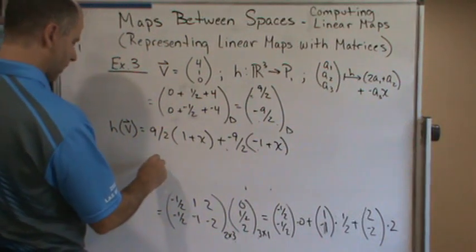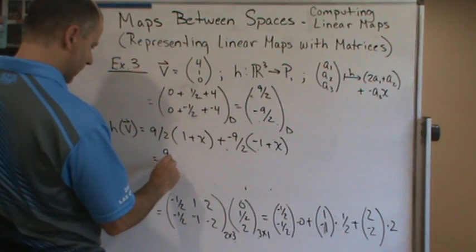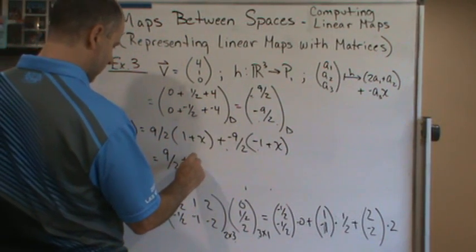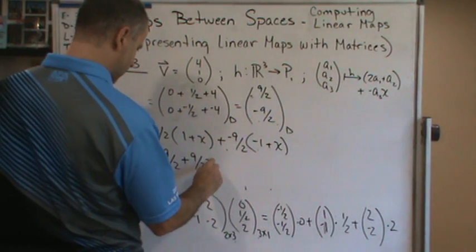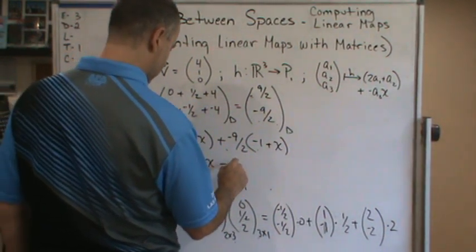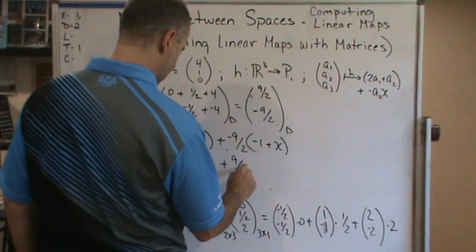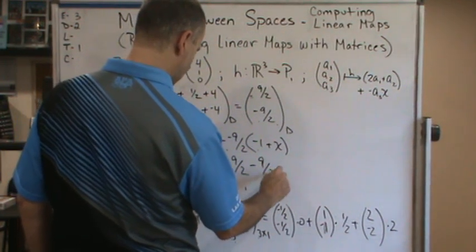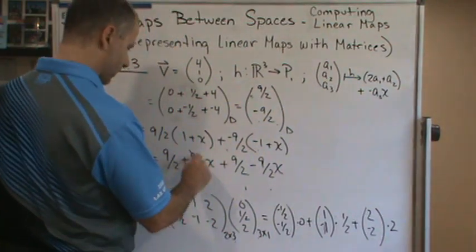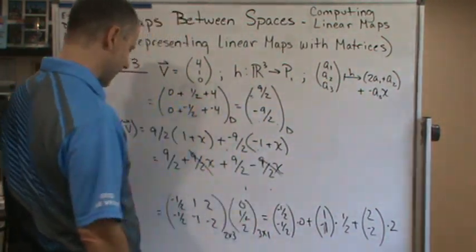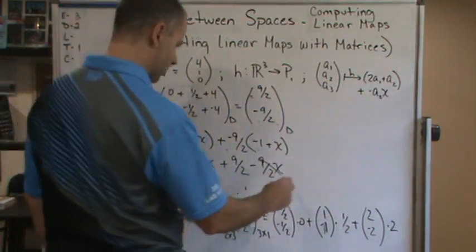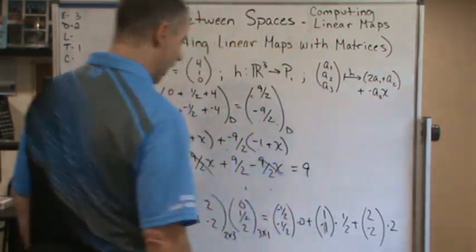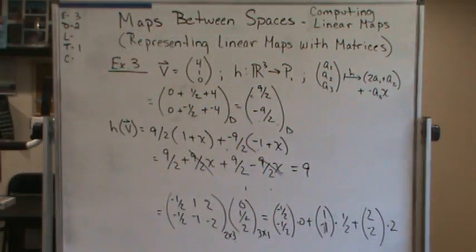Okay, so if we simplify this, that's going to be 9/2 plus 9/2 x minus, or no, plus 9/2 minus 9/2 x. Well, 9/2 minus 9/2 cancel. This is going to end up doubling, so you get 9. So h of v is 9. That's it.